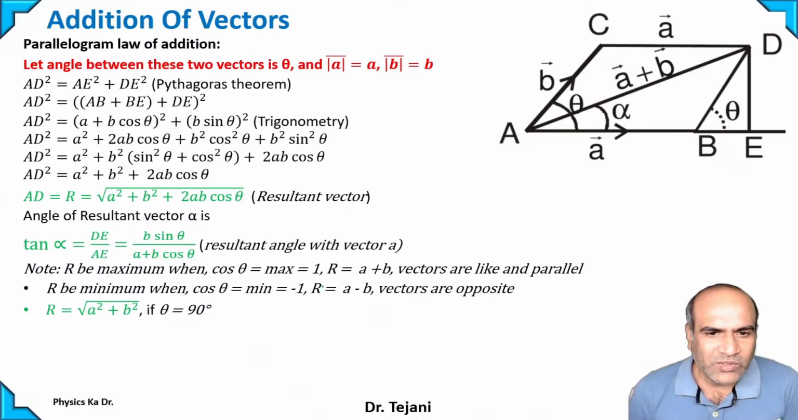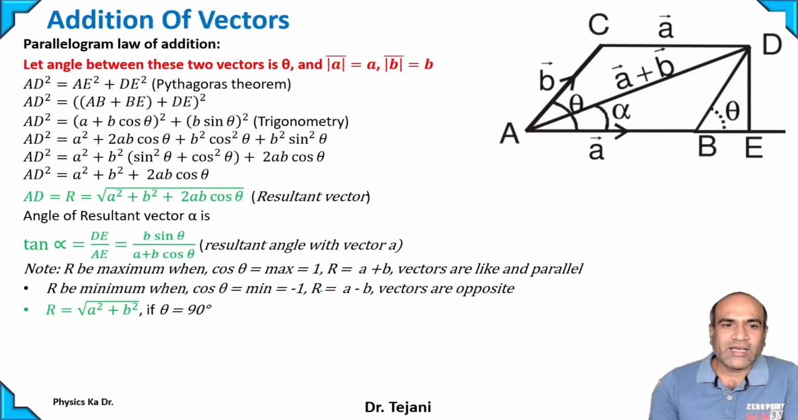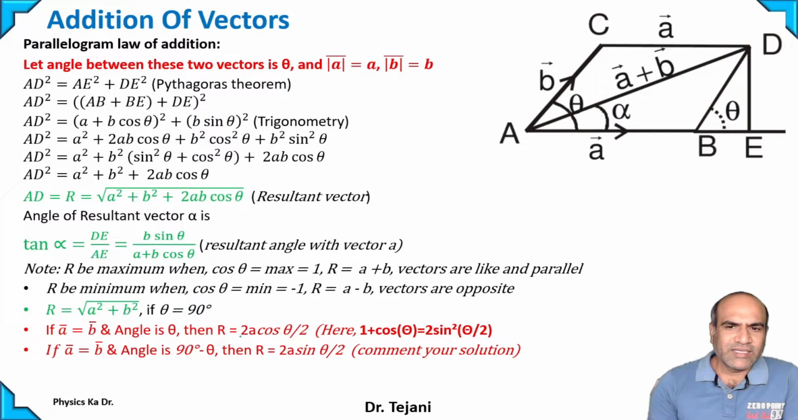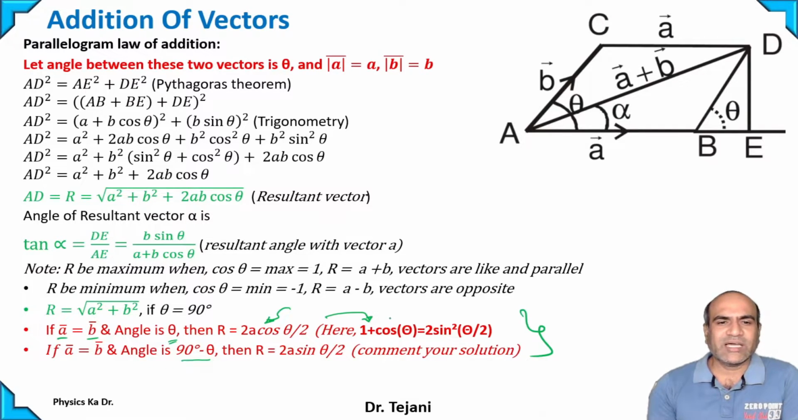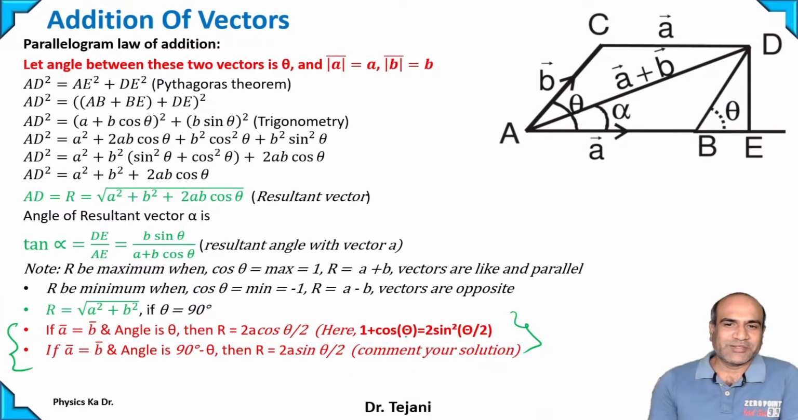So let's move on to another part. Here two equations are given. If A bar is equal to B bar, that means both vectors are equal in magnitude and the angle is theta. Can you prove this with the use of trigonometry? And if it is 90 minus theta, we will see what that is, just wait. But you prove this too and comment your solution to me. That's our exercise.